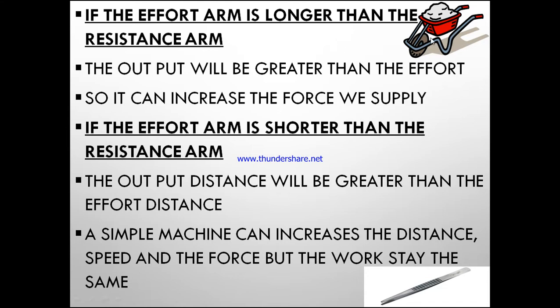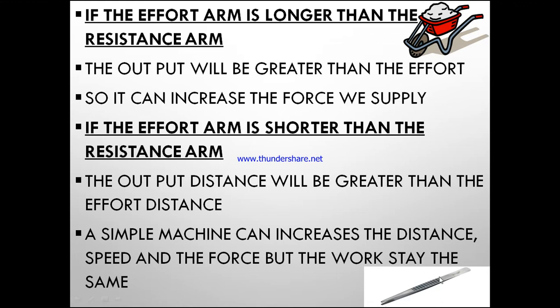This is the wheelbarrow. Here you find the resistance or load, the fulcrum, and the effort. And this is the forceps. Here this is a fulcrum and this is the effort, so all this distance is the effort arm. And this is the resistance and this is the fulcrum, and this distance is the resistance arm. You will find the effort arm is longer than the resistance arm, so the output will be greater than the effort.